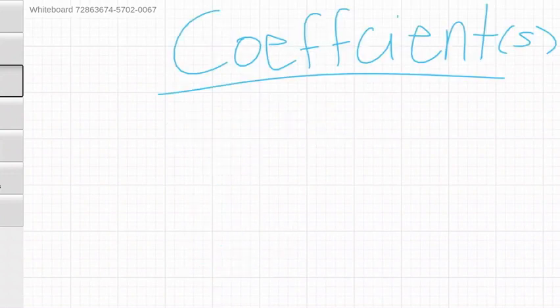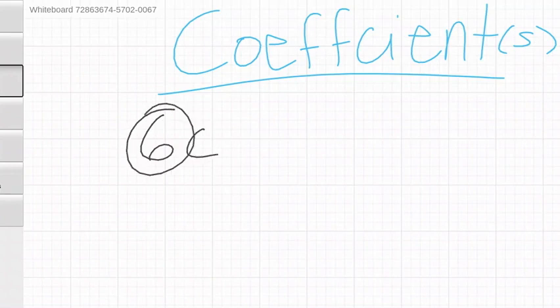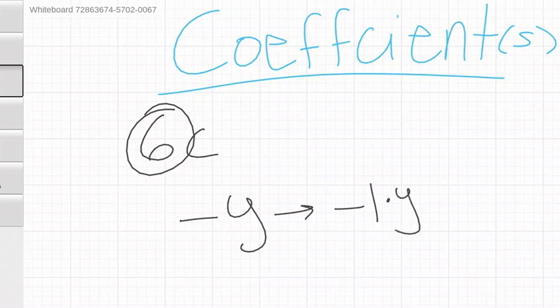Now on to the second basic, which are coefficients. A coefficient is the number before a variable. So 6c's coefficient would be 6. Or if it was negative y, that is just negative 1 times y. There's our dot again. So negative 1 would be the coefficient.